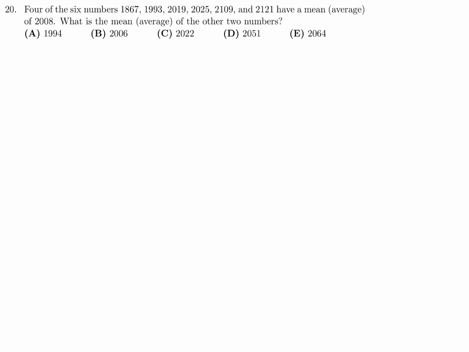4 of the 6 numbers, 1867, 1993, 2019, 2025, 2109, and 2121 have an average of 2008. What is the average of the other 2 numbers? All right, so this could be a lot of trial and error, but it doesn't need to be. One thing that you can do is just look at the difference from each number to 2008. If I do that, it'll help me out a little bit more.